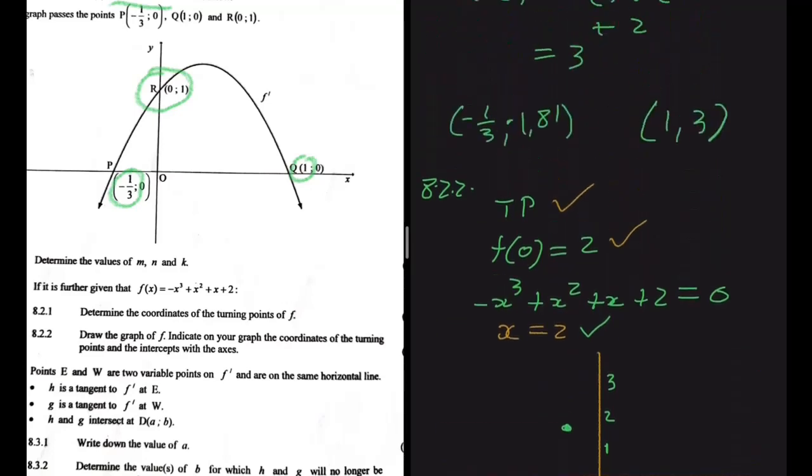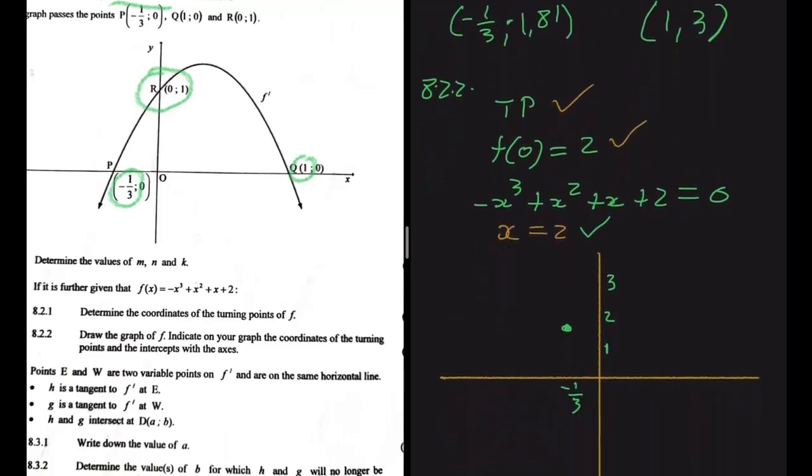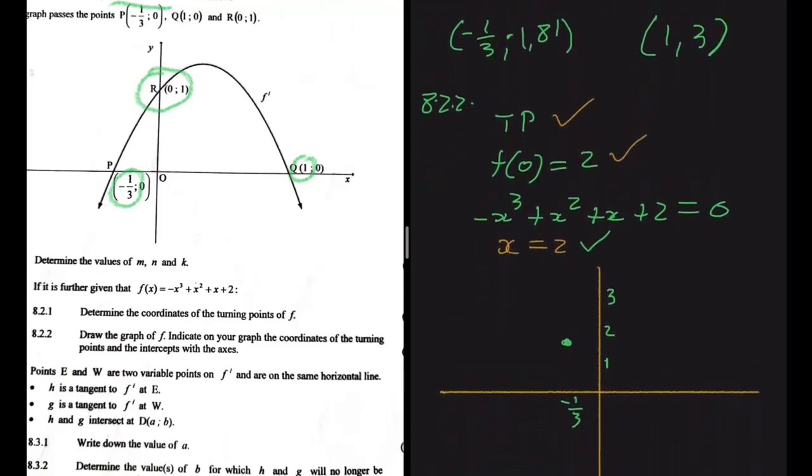Now let's look at the other turning point, 1 and 3, right? 1 for the x value and 3 for the y value. So we have another turning point there. Now let's look at our intercepts. The y-intercept is here at 2 and the x-intercept is also at 2, right? So we have another point here.